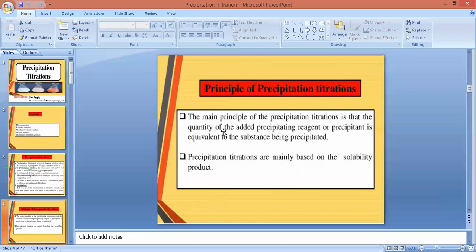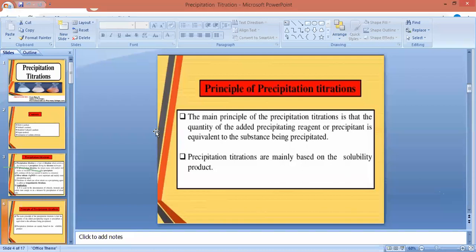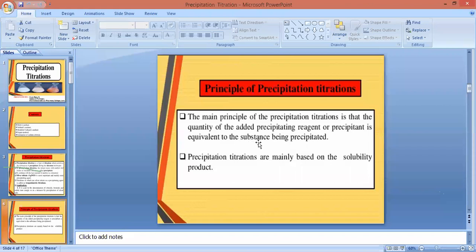Next is the principle. The main principle of precipitation titration is that the quantity of added precipitating reagent or precipitant is equivalent to the substance being precipitated. So here the substance being precipitated would be halide ion.